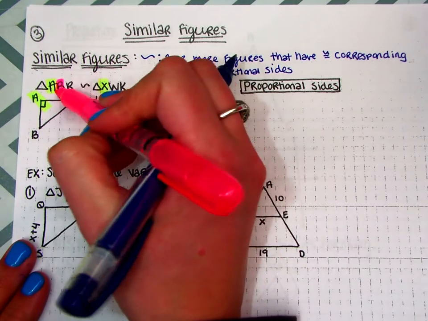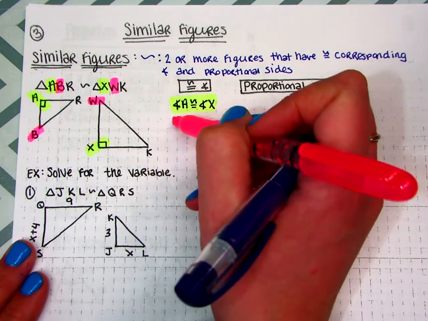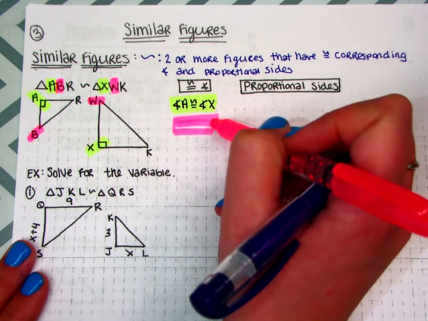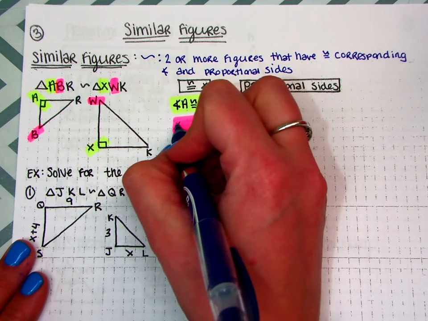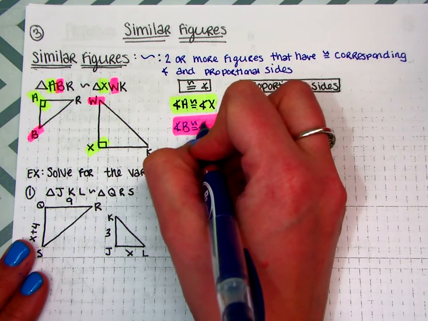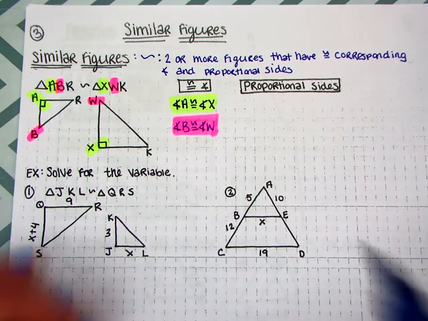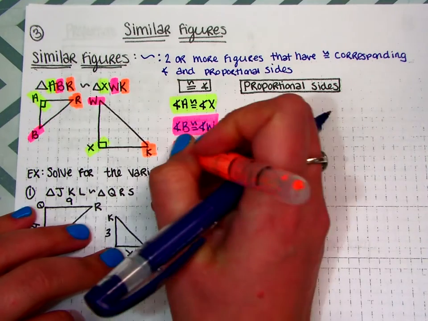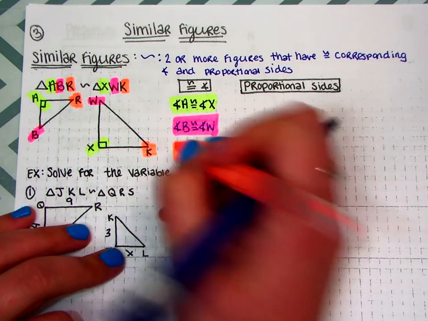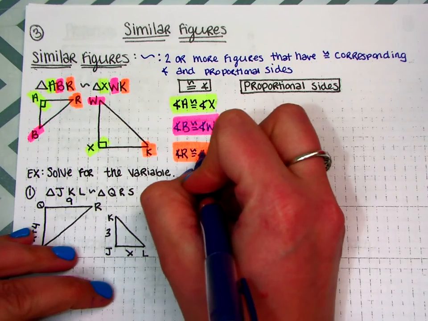So B is listed second and W is second. So B and W are the same. Now the reason that you want to make sure that you match the angles is because when you solve problems involving proportions, if you match the sides incorrectly, it's not going to give you the right answer. You're going to solve it wrong. So you have to know what sides correspond to what. So here and here, so R and K. So when you're solving problems involving proportions, you have to be able to match the congruent angles.